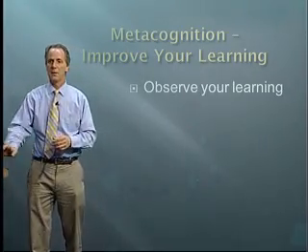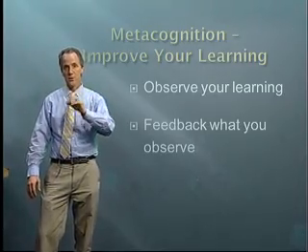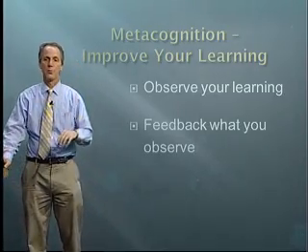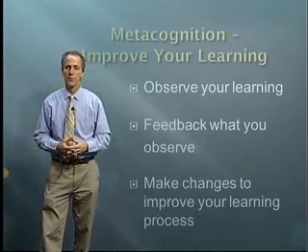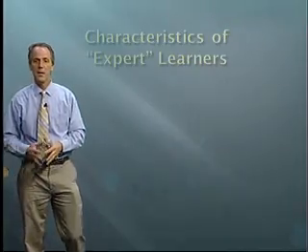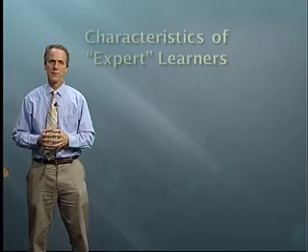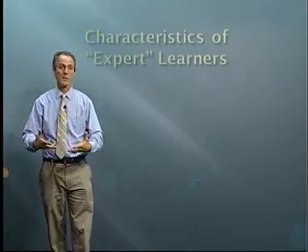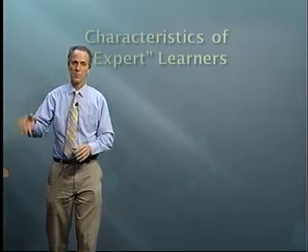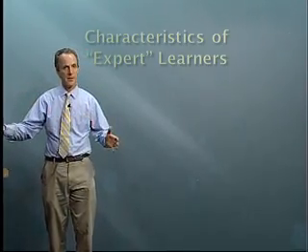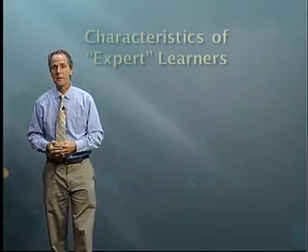A couple facts. You need to observe your learning. You need to use those observations as feedback so that you can improve. You make changes to improve your learning process from that feedback. So here's some interesting items that define expert learners. You want to be an expert learner. You're just starting out in college. You've got a long way to go. A lot of tests you're going to take, a lot of homework assignments, a lot of labs. You've got a lot you're going to do. You might as well invest a little bit of time early on becoming an expert learner.